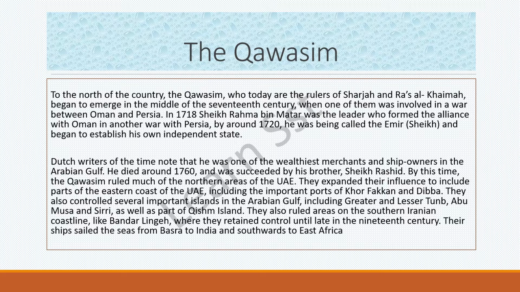By this time, the Qawasim ruled much of the northern areas of the U.A.E. They expanded their influence to include parts of the eastern coast of the U.A.E., including the important ports like Khorfakkan and Dibba. They also controlled several important islands in the Arabian Gulf region, including the Greater and the Lesser Tunb, Abu Musa, and Sirri, as well as parts of Qeshm Island. So these are the important names which we have to remember.